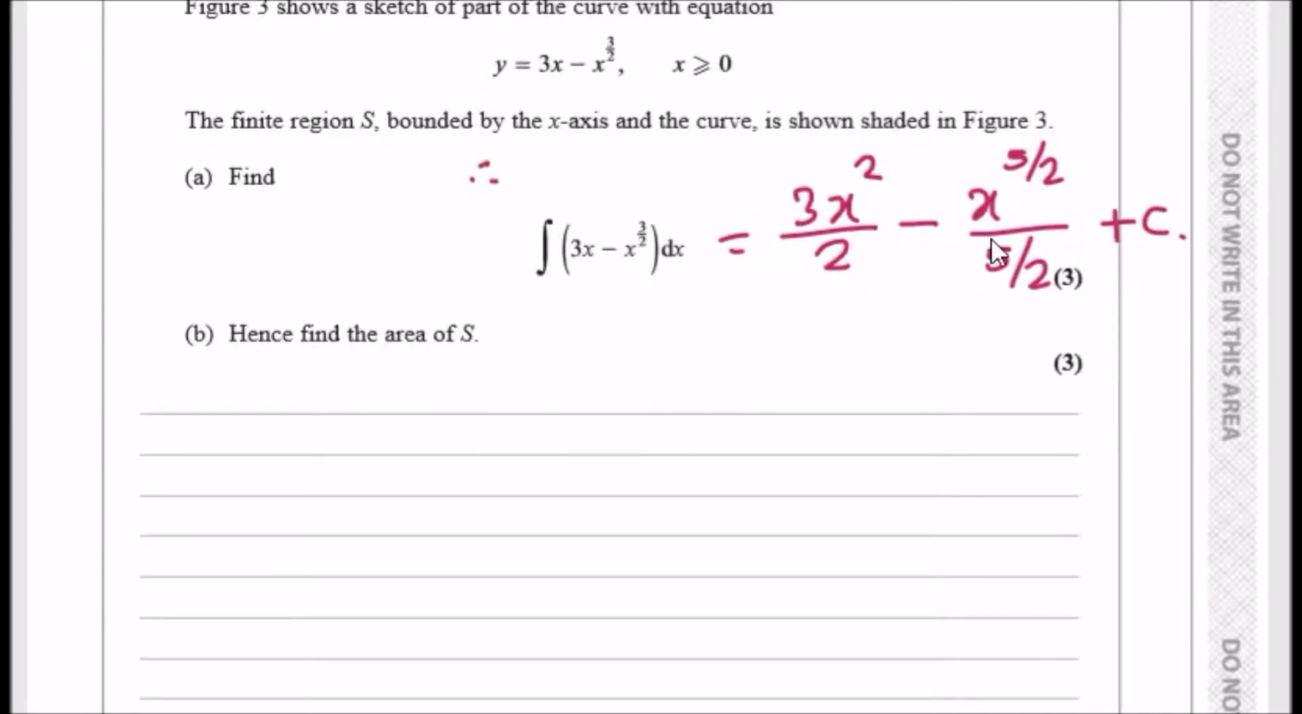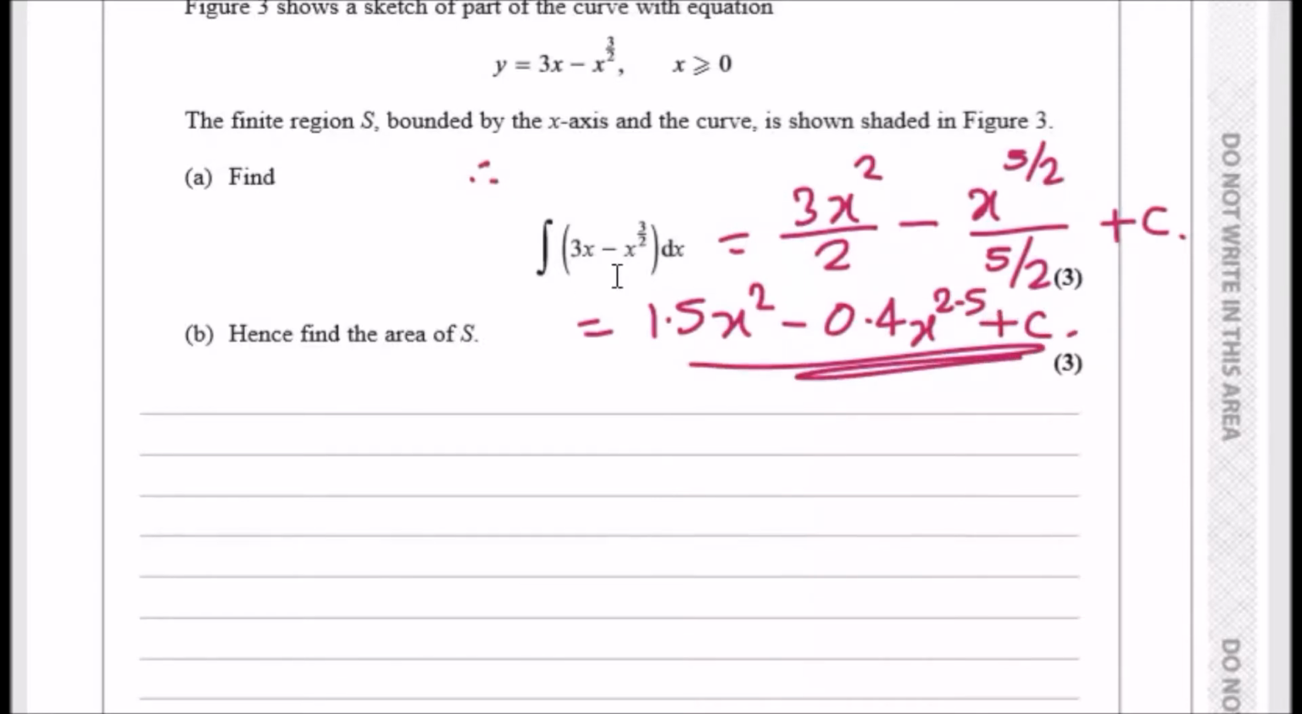I mean, just to make it a bit nicer looking, and because I'm guessing we're going to use the result in part B, I would probably just convert this to a decimal, just to make it easy. So the first one, 3 over 2, we can just say is 1.5x squared, minus, bring this to the top line, so it'll be 2 on top, so it'll be 2/5, which is 0.4x to the power 5 over 2. Just say 2.5, yeah, plus c. Both are correct, doesn't make a difference.